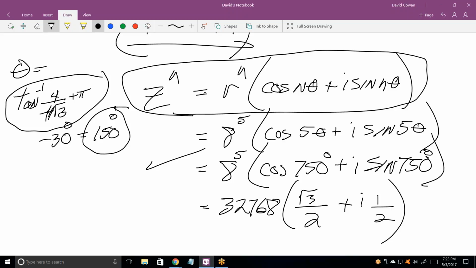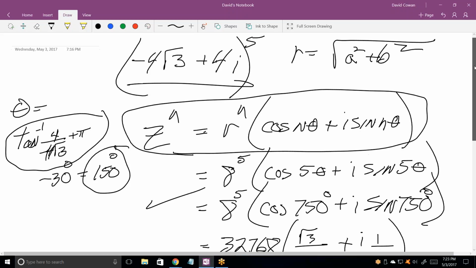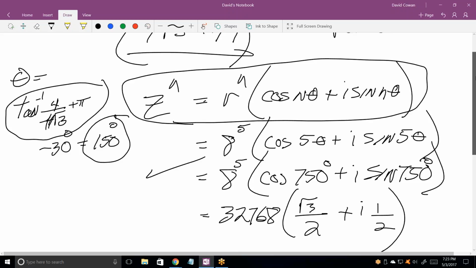Okay? Now, this is like a little magic trick. In other words, it's a quick way to take numbers to big powers. I guess you could do that in your calculator also. You can enter a complex number in your calculator, can't you? Yeah. And then take it to a power. So, so far, not that impressive.